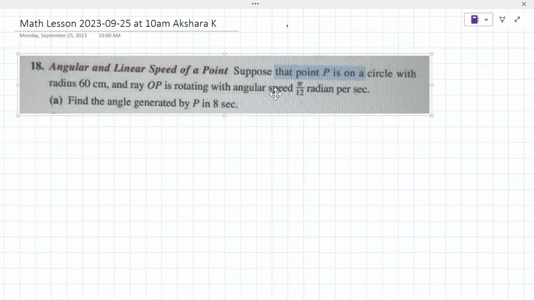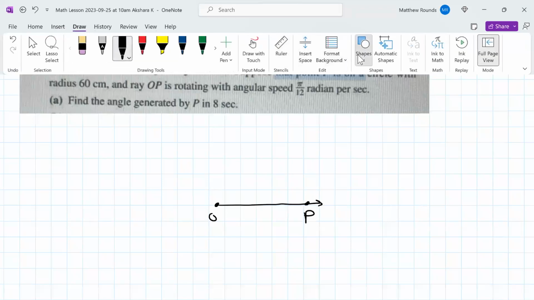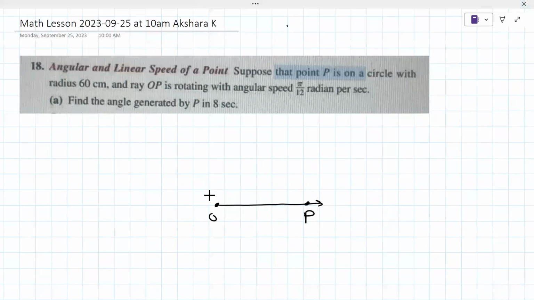Find the angle generated by P in 8 seconds. So here's the picture. Here is ray OP, and assume that it's on a circle. Let's do this correctly this time. Draw a circle. Okay, let's see.